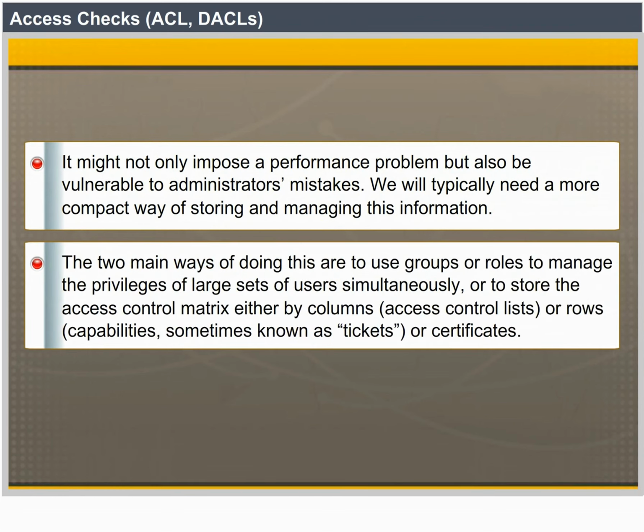The 2 main ways of doing this are to use groups or roles to manage the privileges of large sets of users simultaneously, or to store the access control matrix either by columns, access control lists, or rows, capabilities, sometimes known as tickets or certificates.